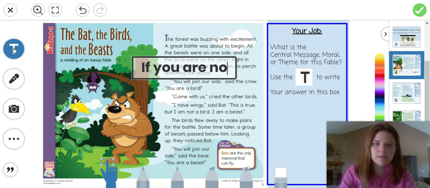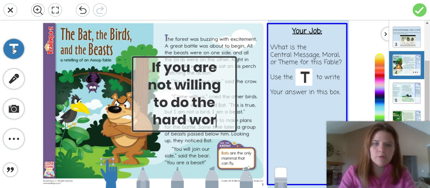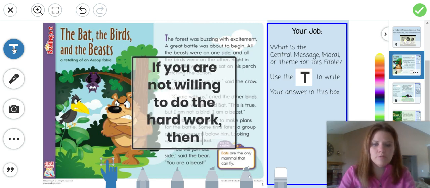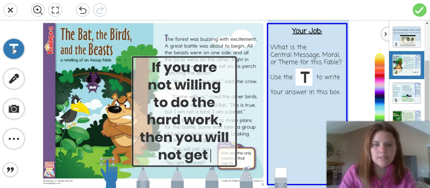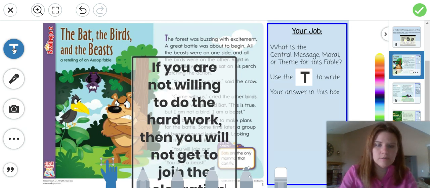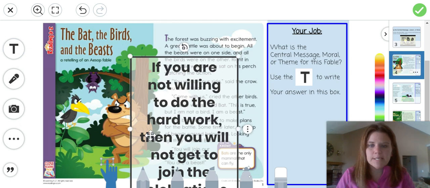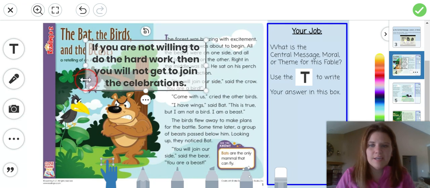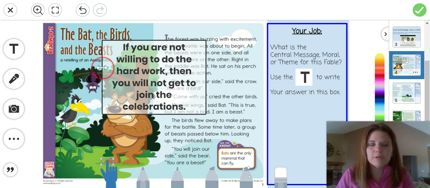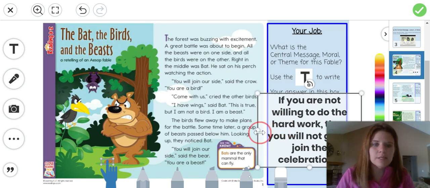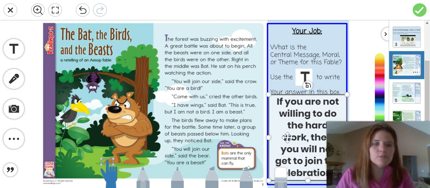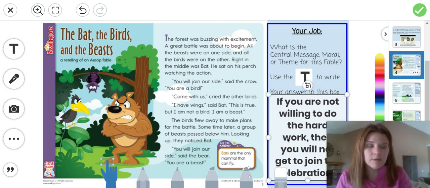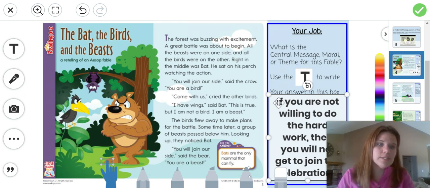So if you are not willing to do the hard work, then you will not get to join the celebration. All right, size it one more time. Thanks for your patience. And then our next job is going to be to actually use the highlighter tool, and we're going to reread this and highlight anything that goes along with him either not being willing to work hard or not being able to join the celebration, because that's what we said the moral was.